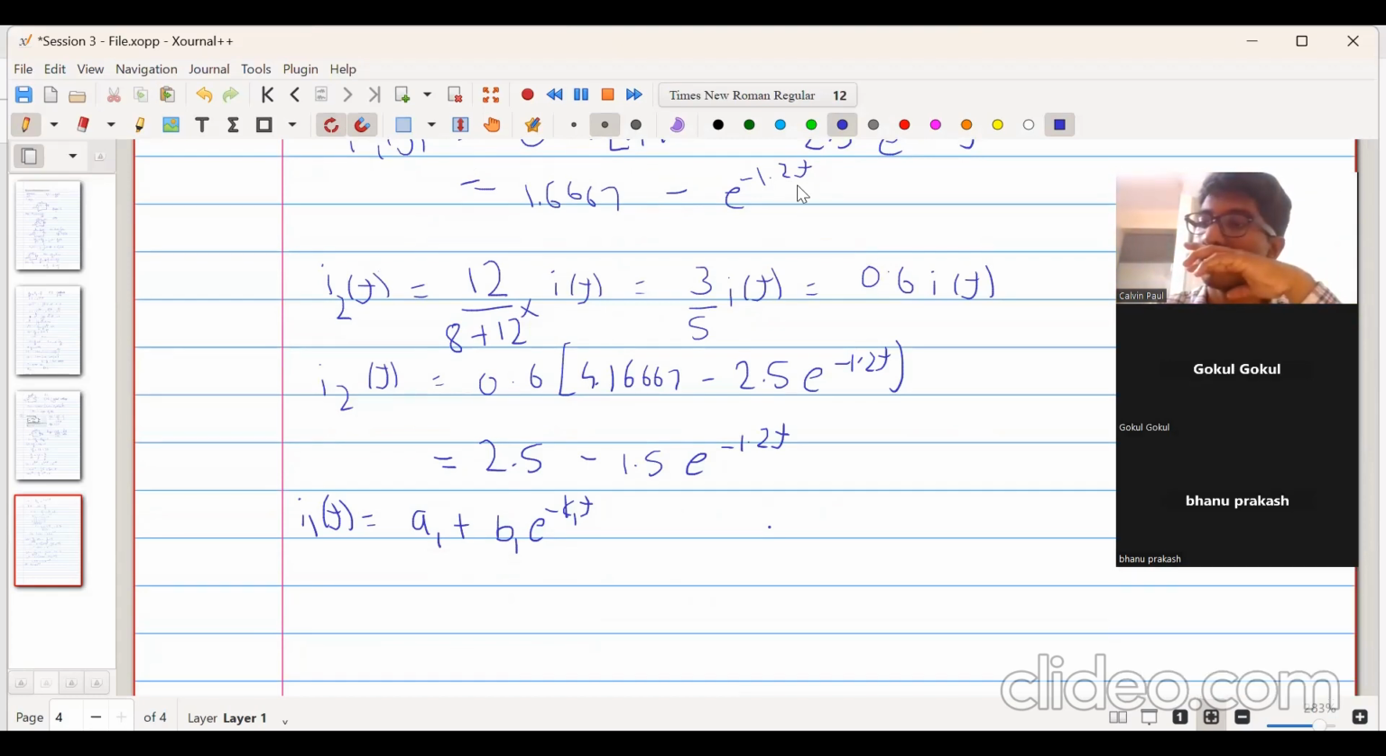No, sir. Okay. So what we get is A1 is 1.667, B1 is minus 1, K1 is this. Similarly, for I2 of t, it is A2 plus B2 into e to the power minus K2 t. So A2 will be equal to 2.5, B2 will be equal to minus 1.5, and K2 will be equal to 1.2. That is how we get it.